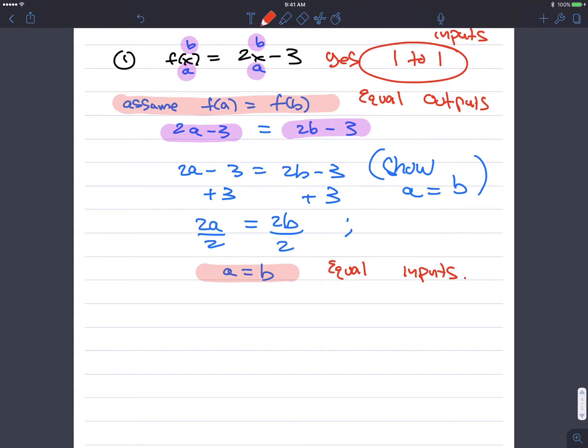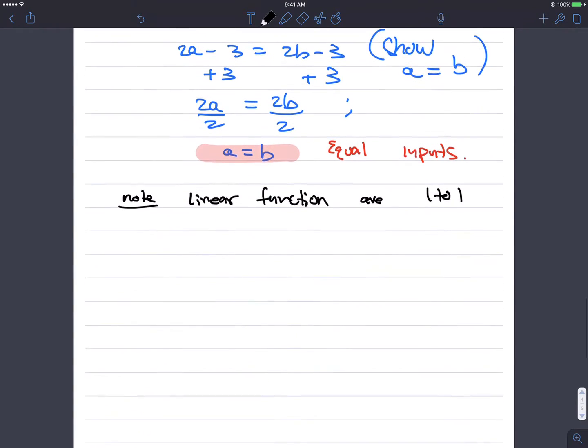Function. Now, I'm going to say to you, by the way, so here's a note. Here's a 1-to-1 function. What kind of function is this? So let's note. This is a linear function. And linear functions we're going to see are generally 1-to-1 functions. Linear functions are 1-to-1. I'm going to show you why.